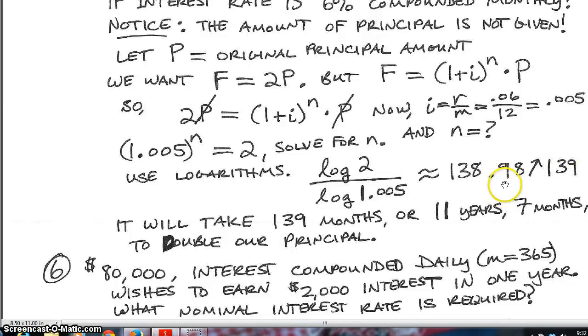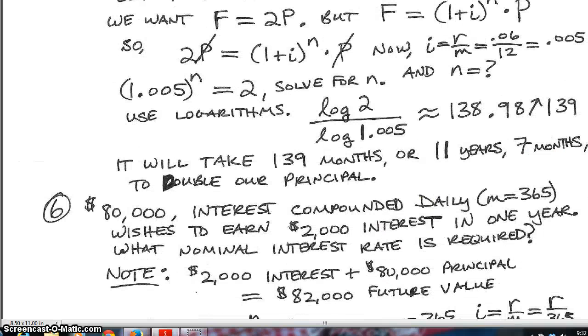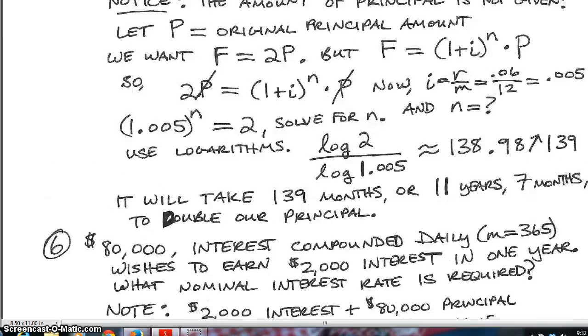And it gives us 138.98. So we're going to round that up to 139. So 139 months works out to 11 years, 7 months to double the principal at that interest rate.